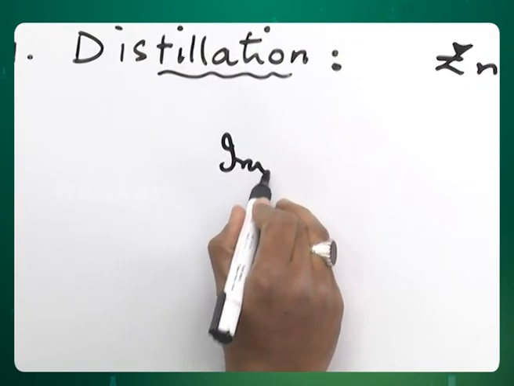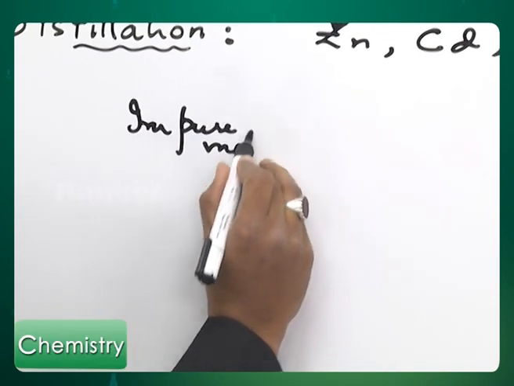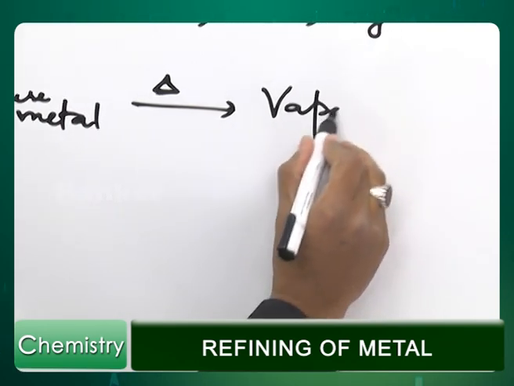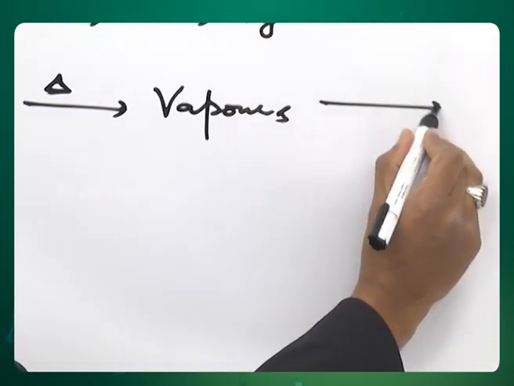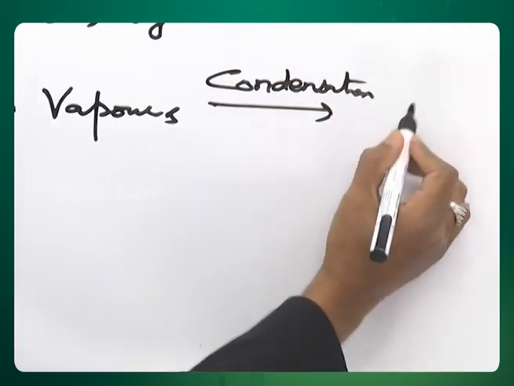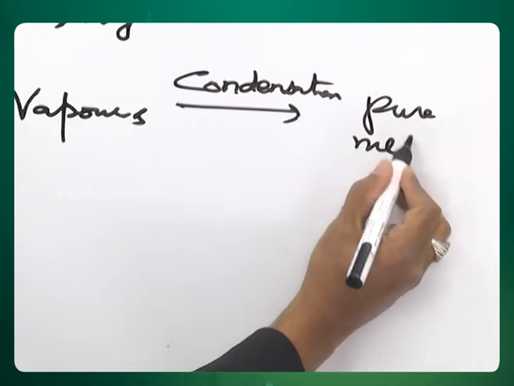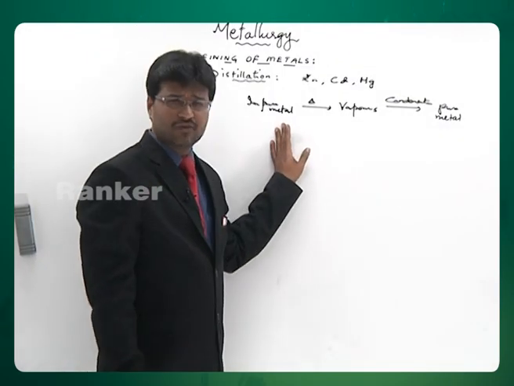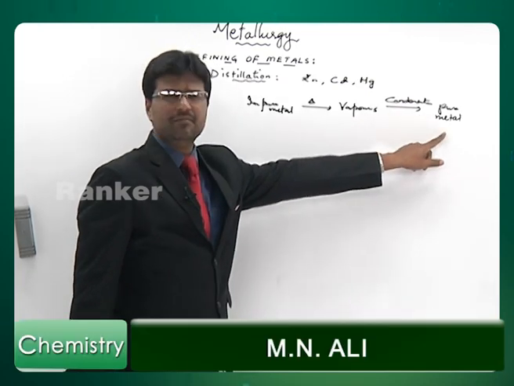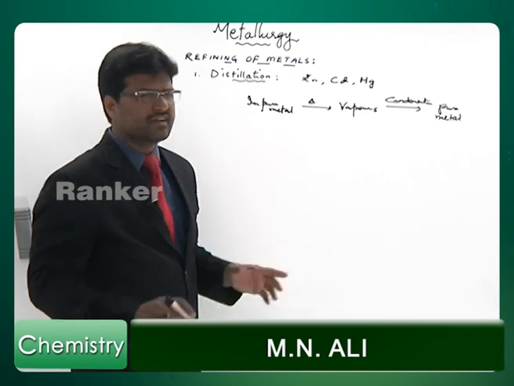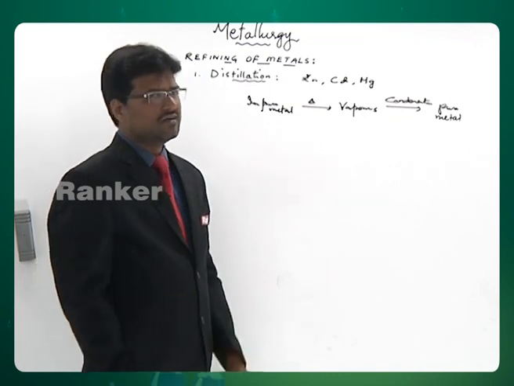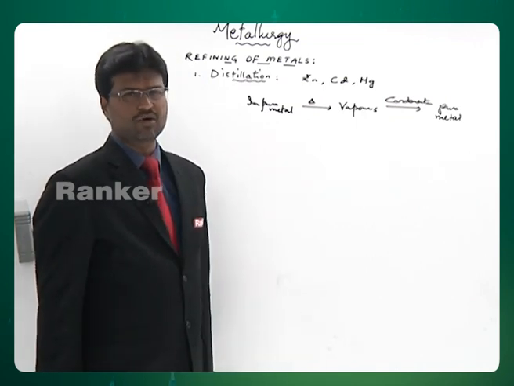Here, impure metal is heated. Then you get vapors of the metal. Then the vapors are subjected to condensation, and you get pure metal. The impure metal is volatilized by heating, the vapors are collected and condensed to get pure metal. Impurities are left behind. It is a very simple method and applicable for those metals which are highly volatile. Their melting points and boiling points are low.